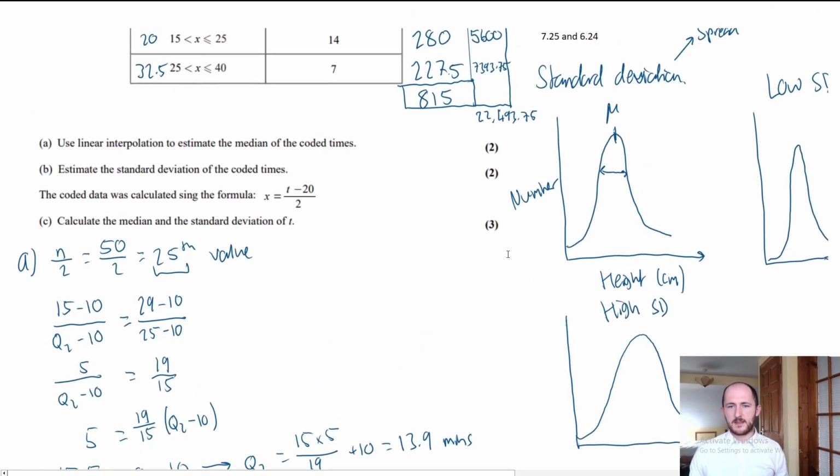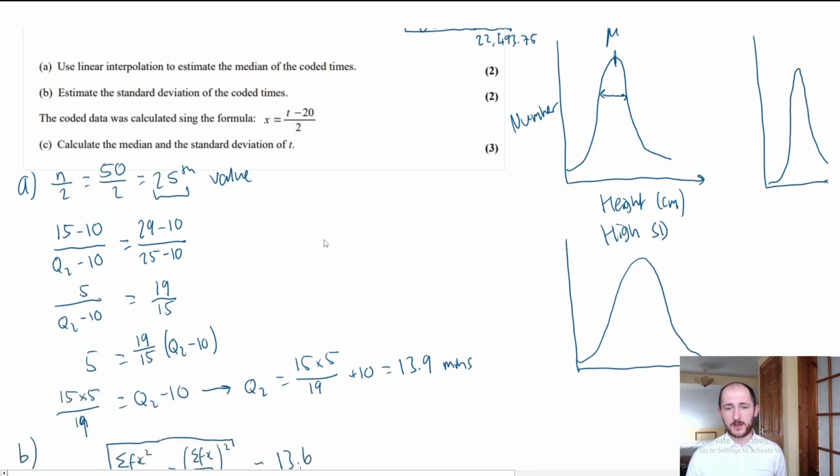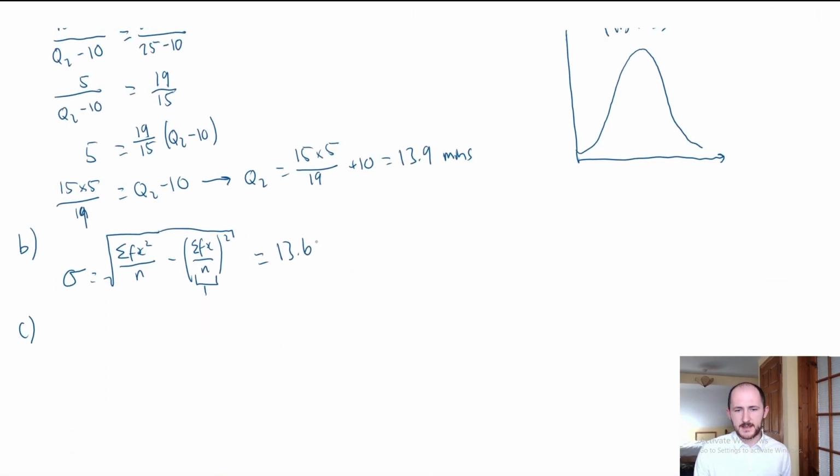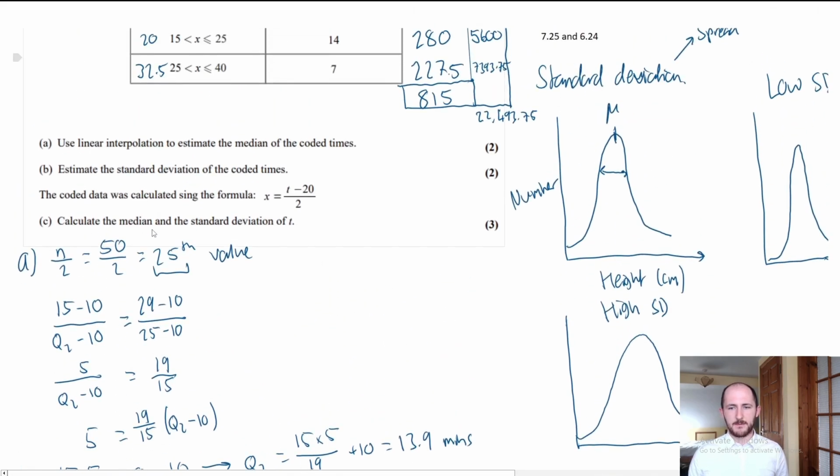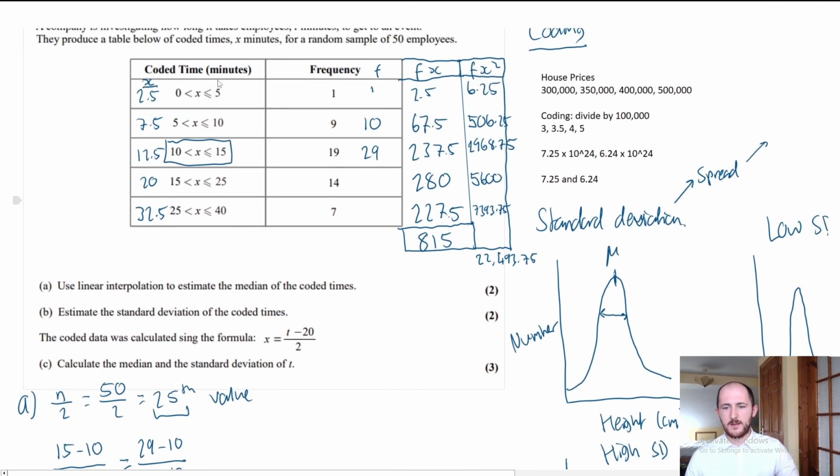Okay, so that was a 2-mark question. Not too bad. However, we have a 3-mark question here, which basically says, calculate the mean and the median and the standard deviation of the original data. And that is actually quite interesting, because here, just remember, all of these are coded. So they've had this done to them.